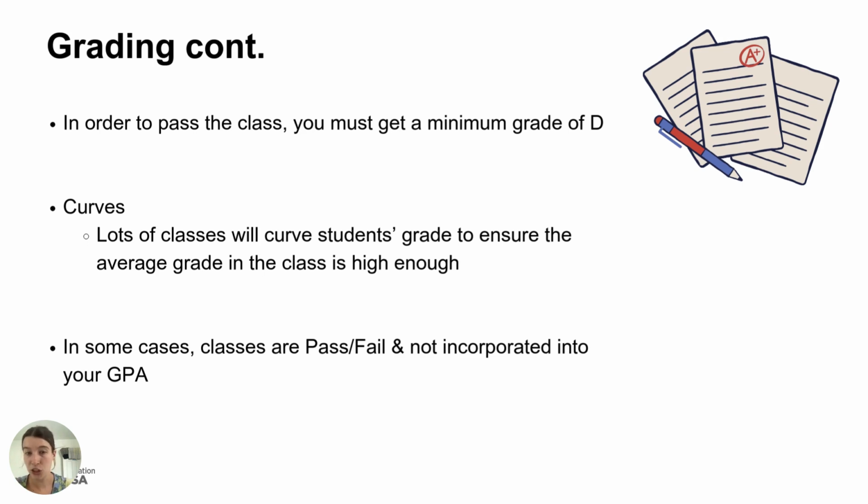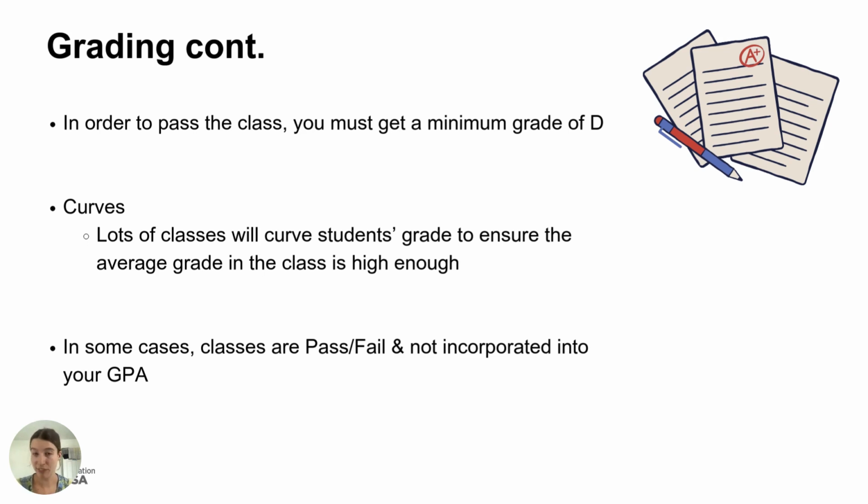Say an econ major might need to get a B minus minimum in microeconomics in order for it to count. Another thing to consider is curves. A lot of classes will curve students' grades to ensure that the class is meeting a high enough class average. So, for example, if students do poorly on a test, the professor might curve the test.